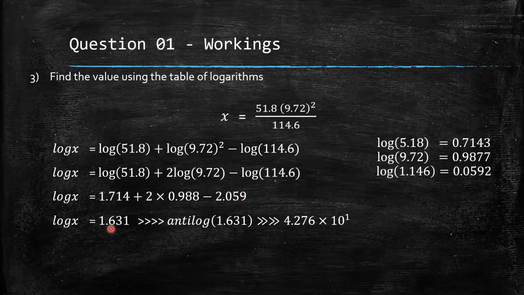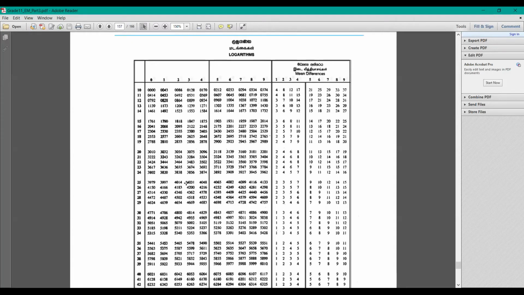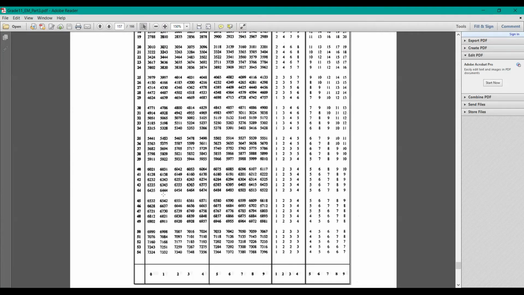Now you need to find the antilog of this. So antilog of 1.631. You just forget about the number left of your decimal and consider your right hand side. Then check for the log values. So let's again check for the log values. You had 0.631, right? So 631 you had. So 631 here, it is somewhere here.